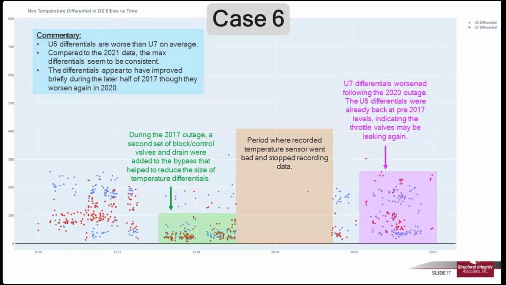They decided, we don't trust this throttle control valve, so we'll put in a second one with a drain in between the two, so that if one fails, the drain is opened up and any spray water that would leak by leaks into the drain and not into our main run, causing a larger differential.